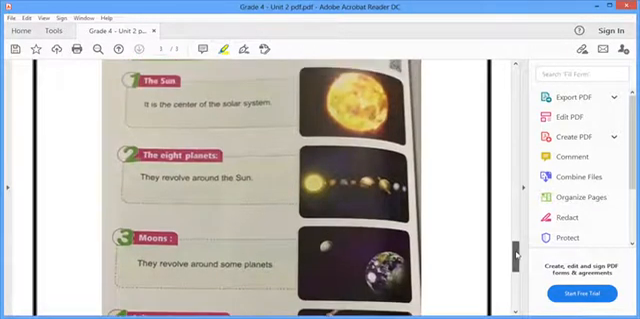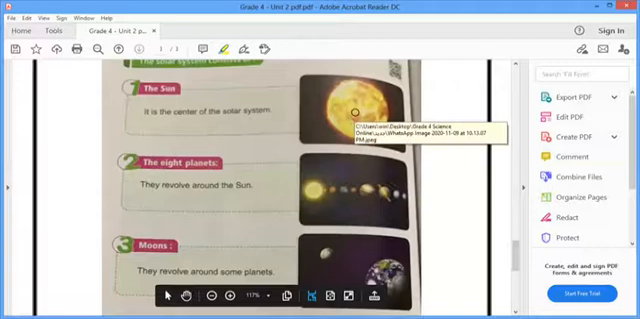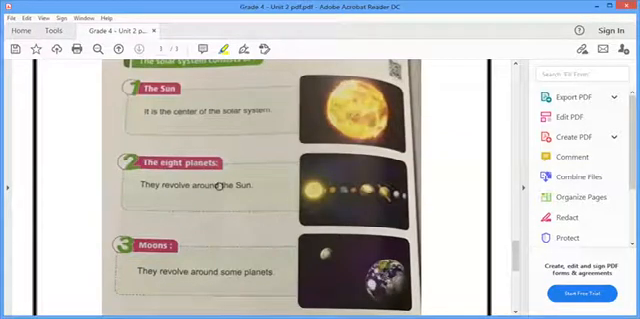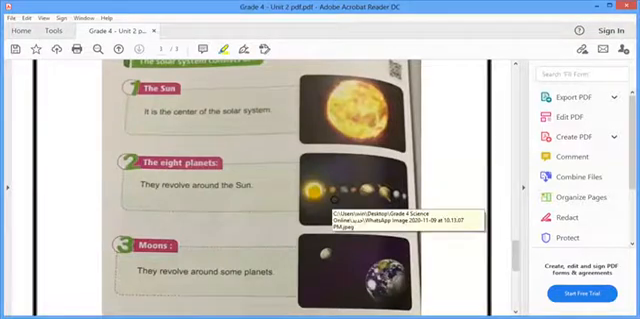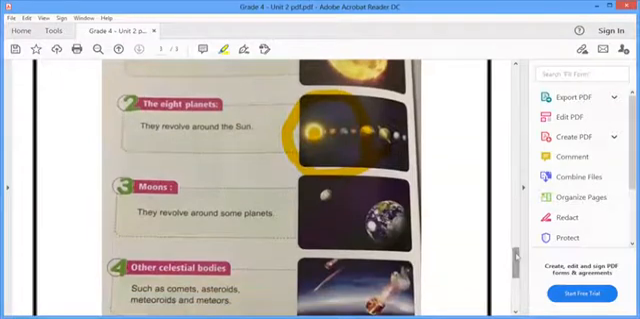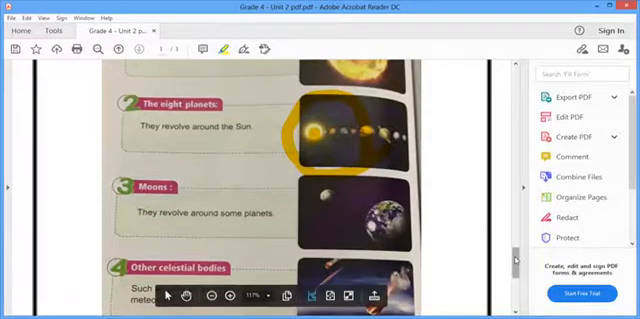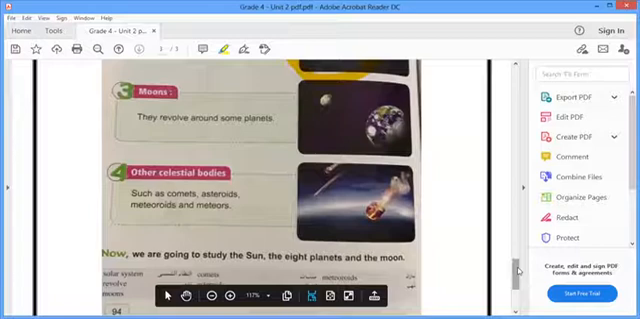So, what about the sun? It is the center of the solar system. This is the sun, okay? The 8 planets revolve around the sun. This is the sun in the center, and these are the planets that rotate around the sun. They rotate like this, around the sun, okay? What about the moons? They revolve around some planets. Other celestial bodies, such as comets, asteroids, meteorites, and meteors.